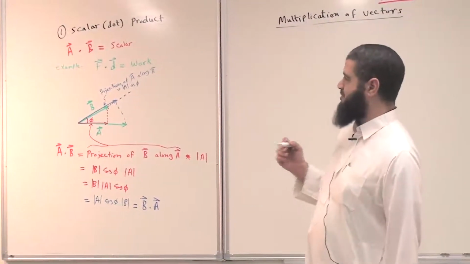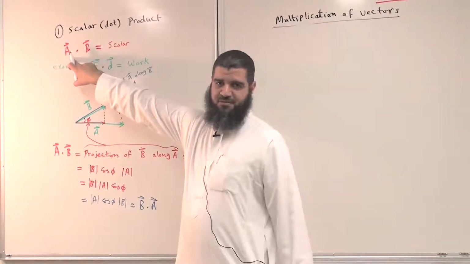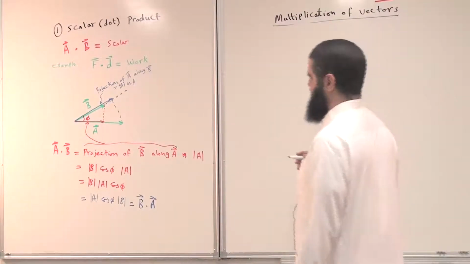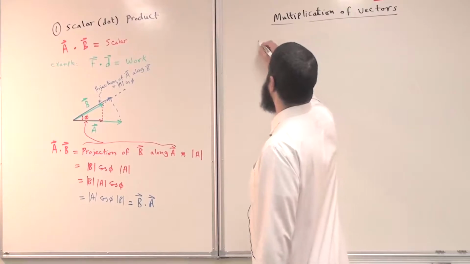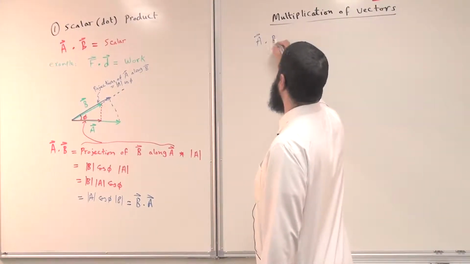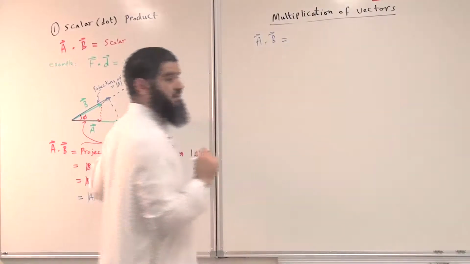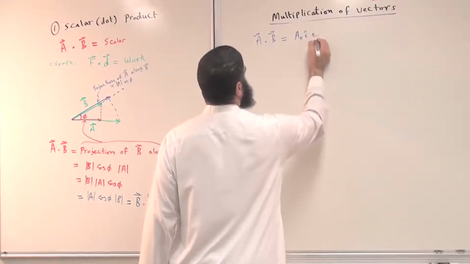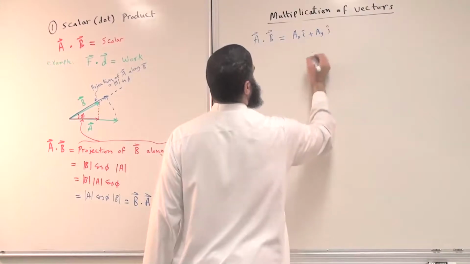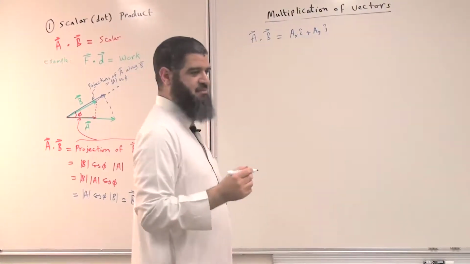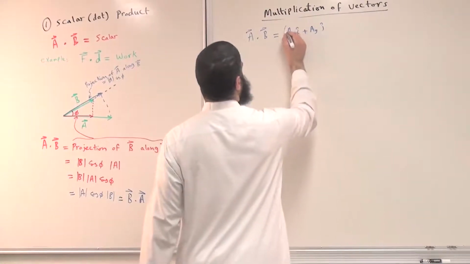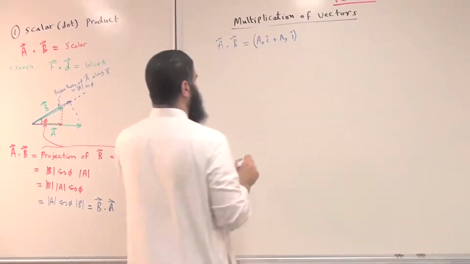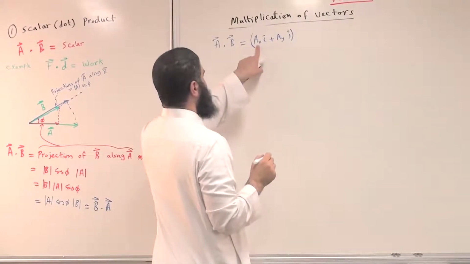Another method of doing it: if you are given A in unit vector notation, and B is also given in unit vector notation, the scalar product will be as follows. Here we have done it graphically. Let us do it analytically. So A is AX i plus AY j. We might have another AZ k, but let us restrict our discussion to just two components.